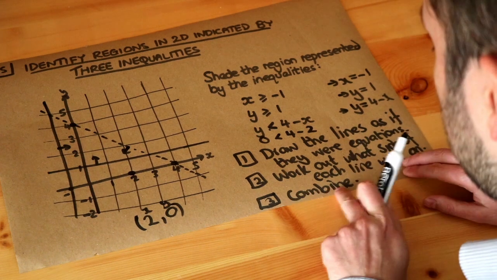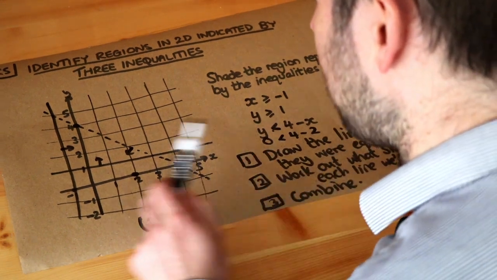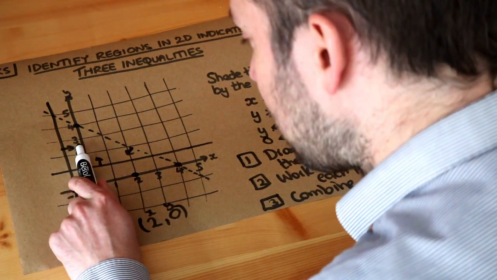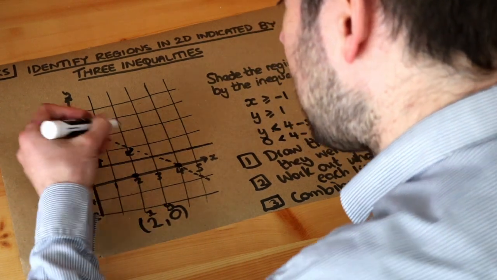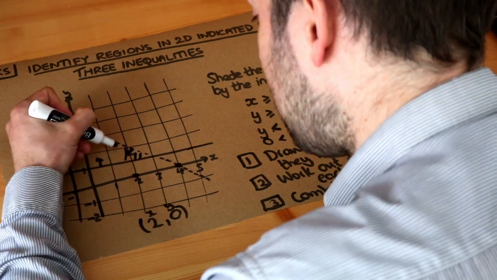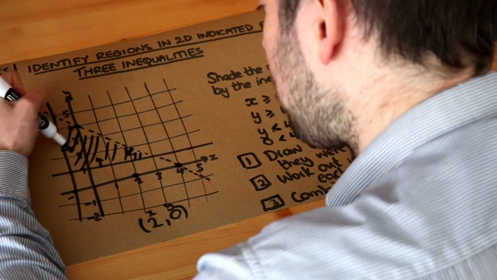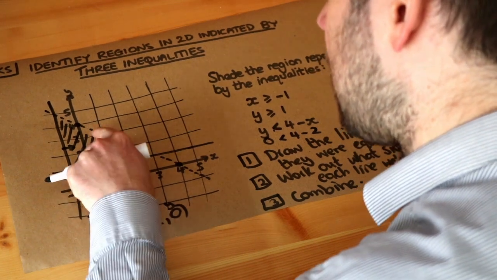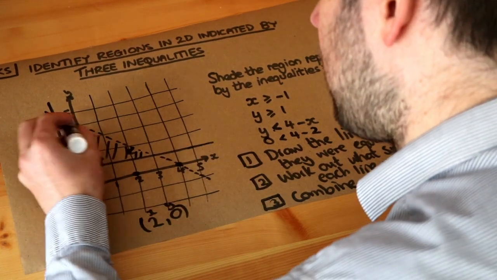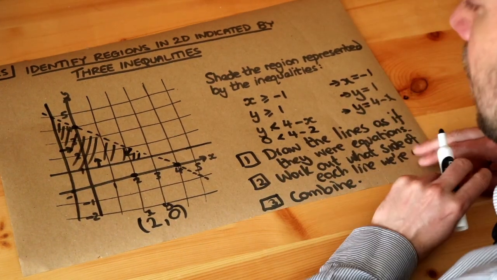And now the final thing is to combine these 3 restrictions together. So we're saying we're going to be right of this line, we're going to be above this line, and we're going to be below this line. Can you see that this forms this region of points here? Because that region is right of this line, it's above this line, and it's below this line, and you get this region here. And that is the final answer.